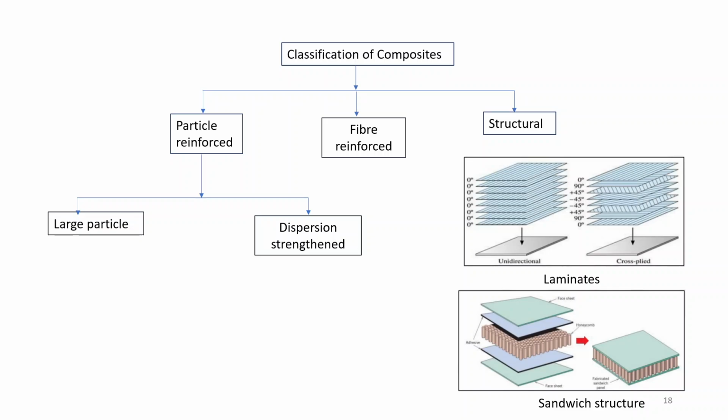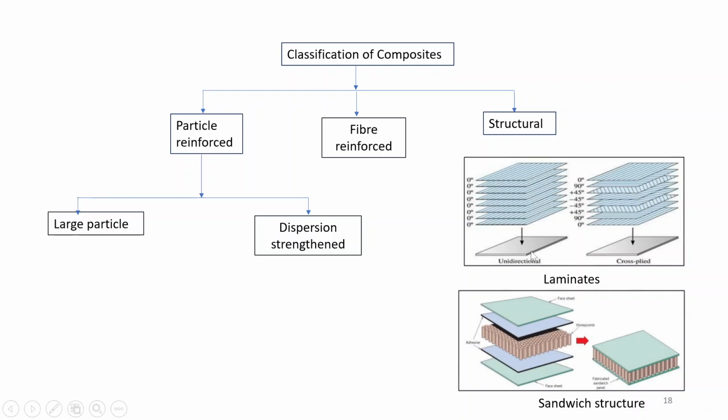Classification of composites. These mainly can be of the type particle reinforced, fiber reinforced, or structural composites. In case of particle reinforced, they have large particles, and then there are dispersion strengthened particle reinforced composites. Next is fiber reinforced. Then in case of structural, there are laminate type composites, with differently oriented laminates which consist of interfaces at the joints, and because of their different orientations they provide different properties to your composite compared to if the layer had been the same throughout the thickness.